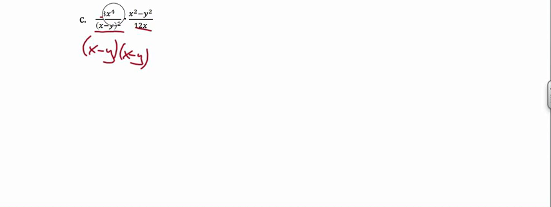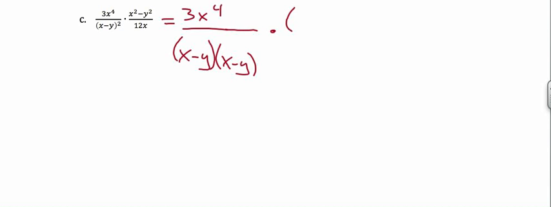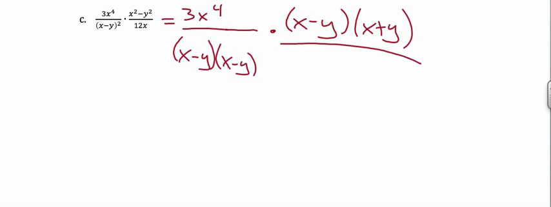I do need to factor the numerator of the right fraction. So what I'm going to do is factor that. Everything else I'm going to rewrite and keep exactly the same. I'm going to change my x minus y squared to x minus y times x minus y because I think it'll make this next step a little more clear. X squared minus y squared is a difference of squares, so I'm going to factor it just like that.